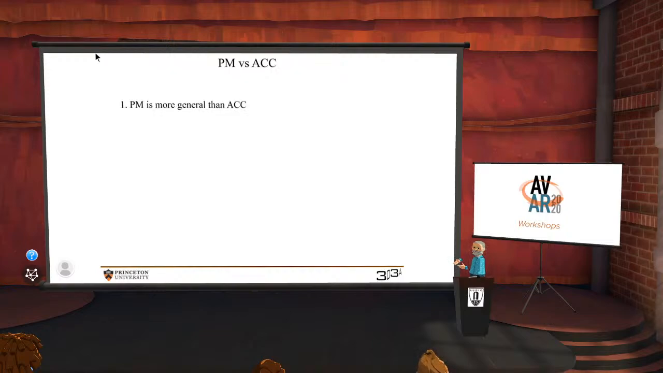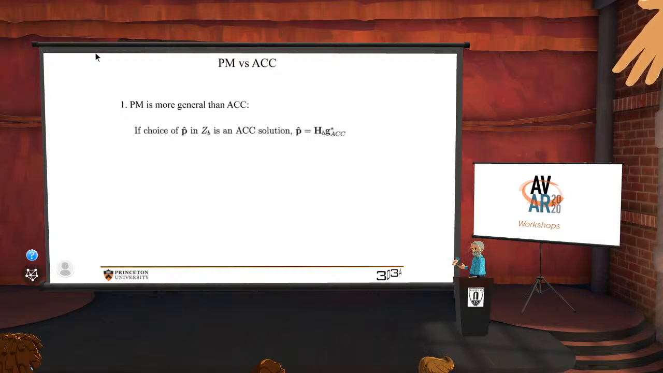Okay, so what's the big deal about phase matching? Does it really do better than the other method? Well, first, from a formal point of view, you can show that it's more general than the previous method, meaning that it subsumes the previous method. How do we show that?